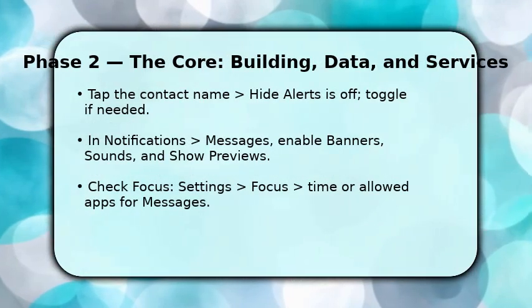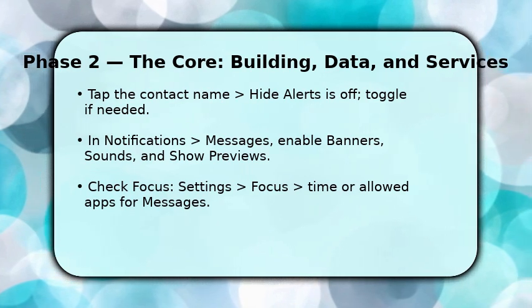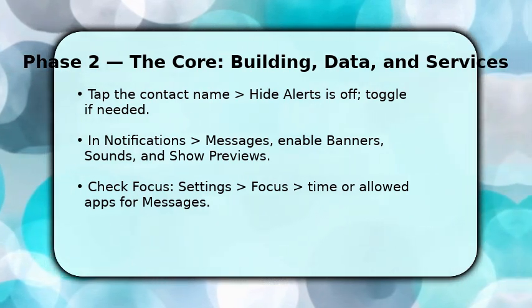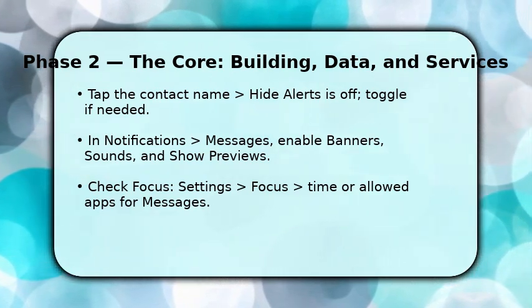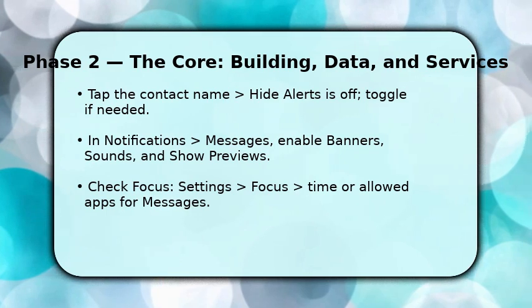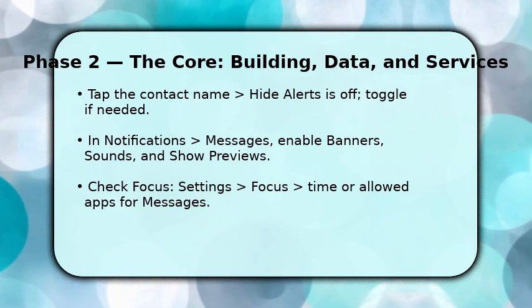Now address both conversation-specific and app-wide settings. In the Messages thread, tap the contact or group name and confirm Hide Alerts is off. If it's on, turn it off immediately. Then return to Settings, Notifications, Messages, and select Banners, Sounds, and Show Previews to ensure visible alerts.